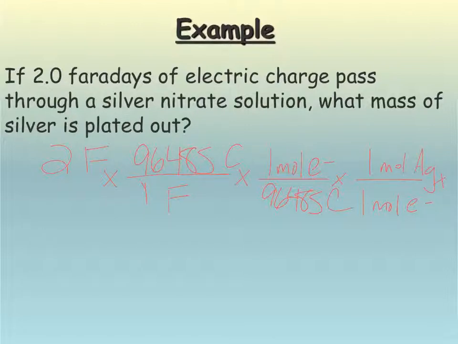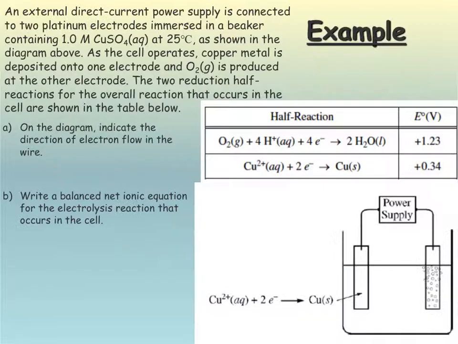And then I need to get to my mass. So 1 mole of silver, and then I need the molar mass of my silver. Multiply, divide, and let's see, I got 215.74 grams of the silver.